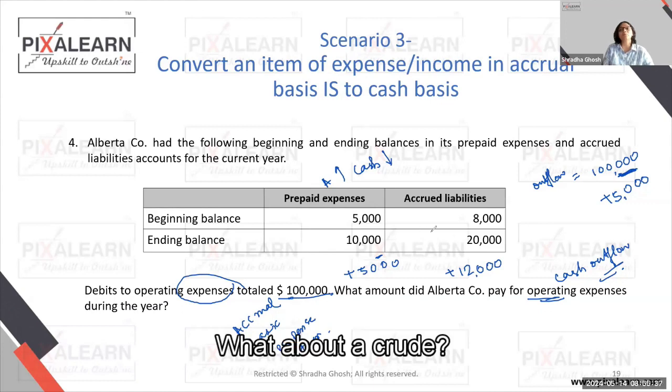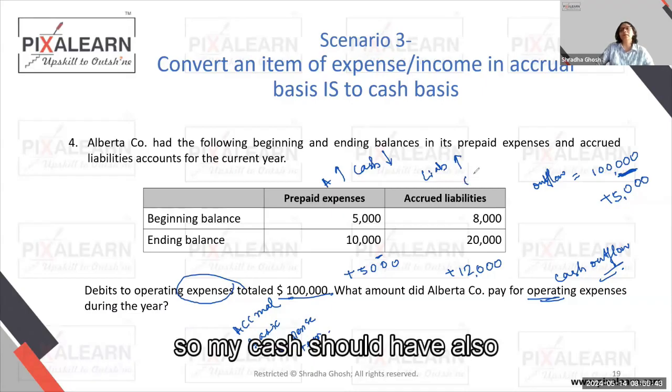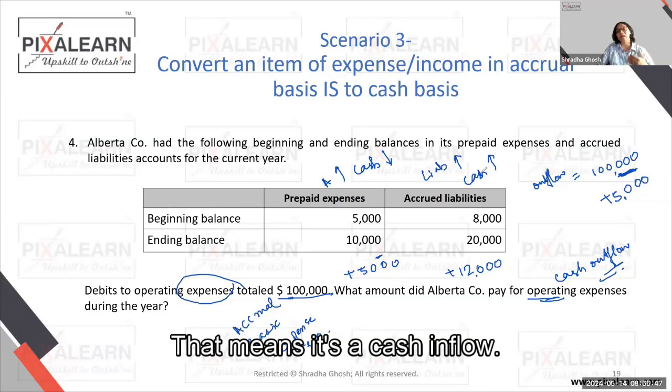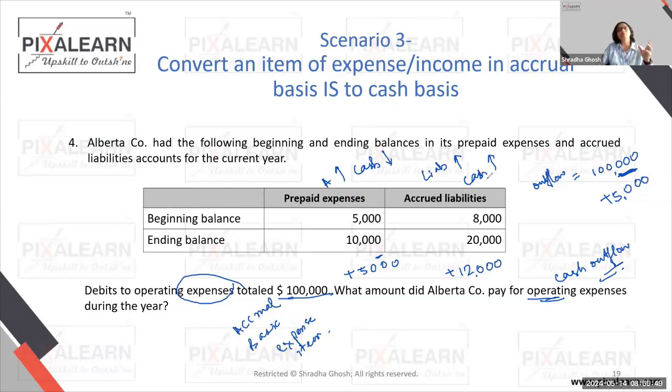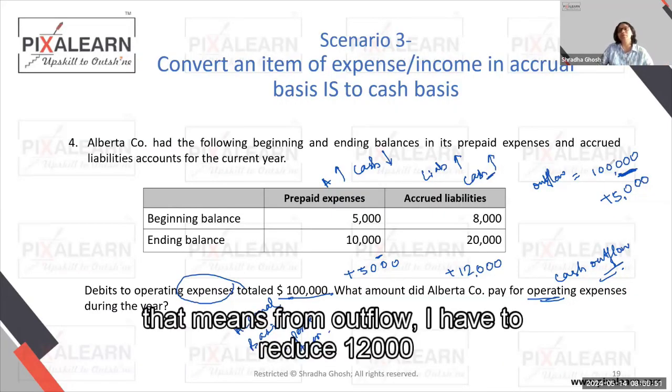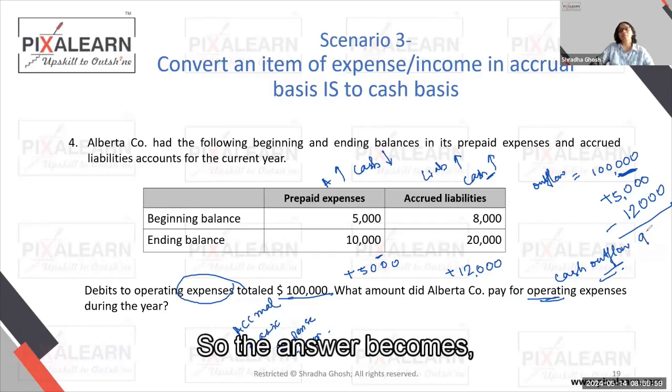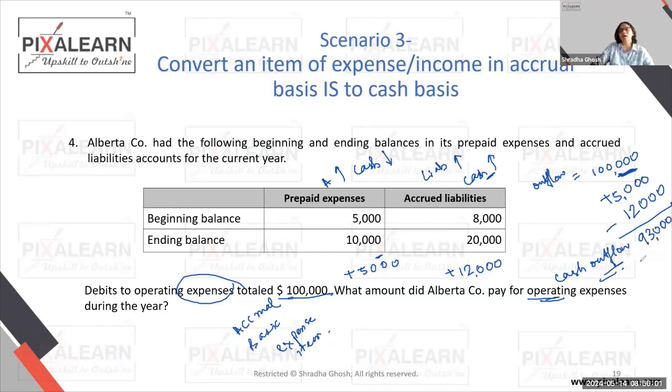What about accrued liability, guys? My liability has gone up. So my cash should have also gone up. That means it's a cash inflow. If it's a cash inflow, that means from outflow, I have to reduce $12,000. So the answer becomes $93,000. Is this clear to everybody?